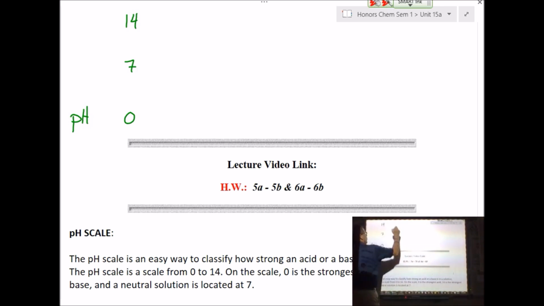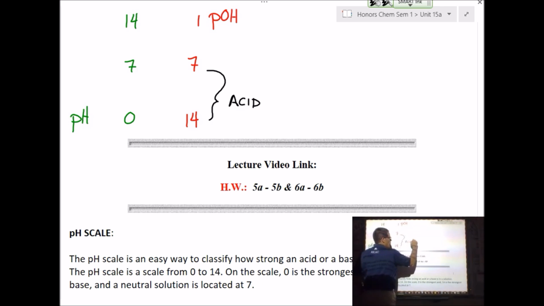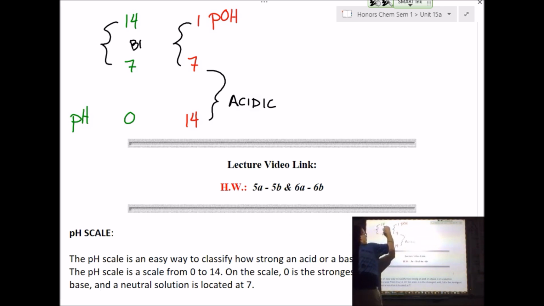Also, we'll be working with what's called the pOH scale, and it is the opposite. In other words, it moves in the opposite direction. You'll see me talk about if the pH is 1 and the pOH is 13, that represents an acidic solution. So from 7 to 0 for pH and 7 to 14 for the pOH, this represents the acidic side of the scale. And then from here, this represents the basic side of the scale.